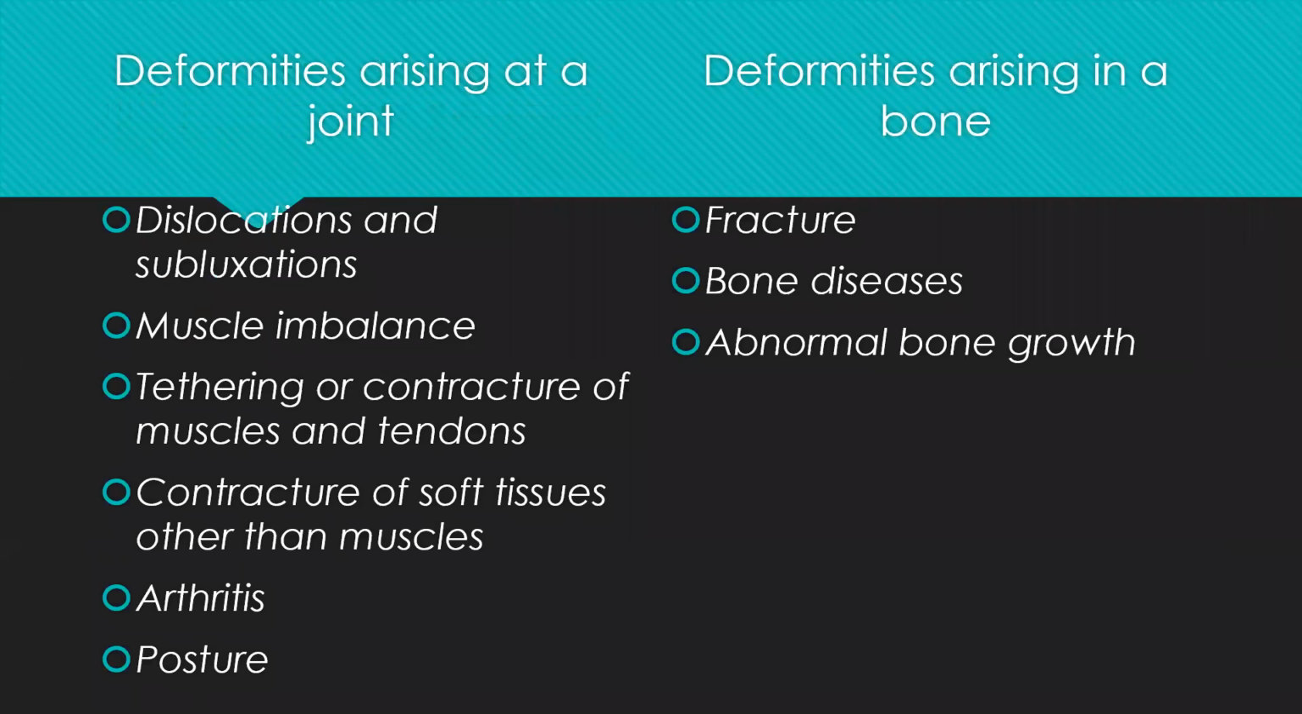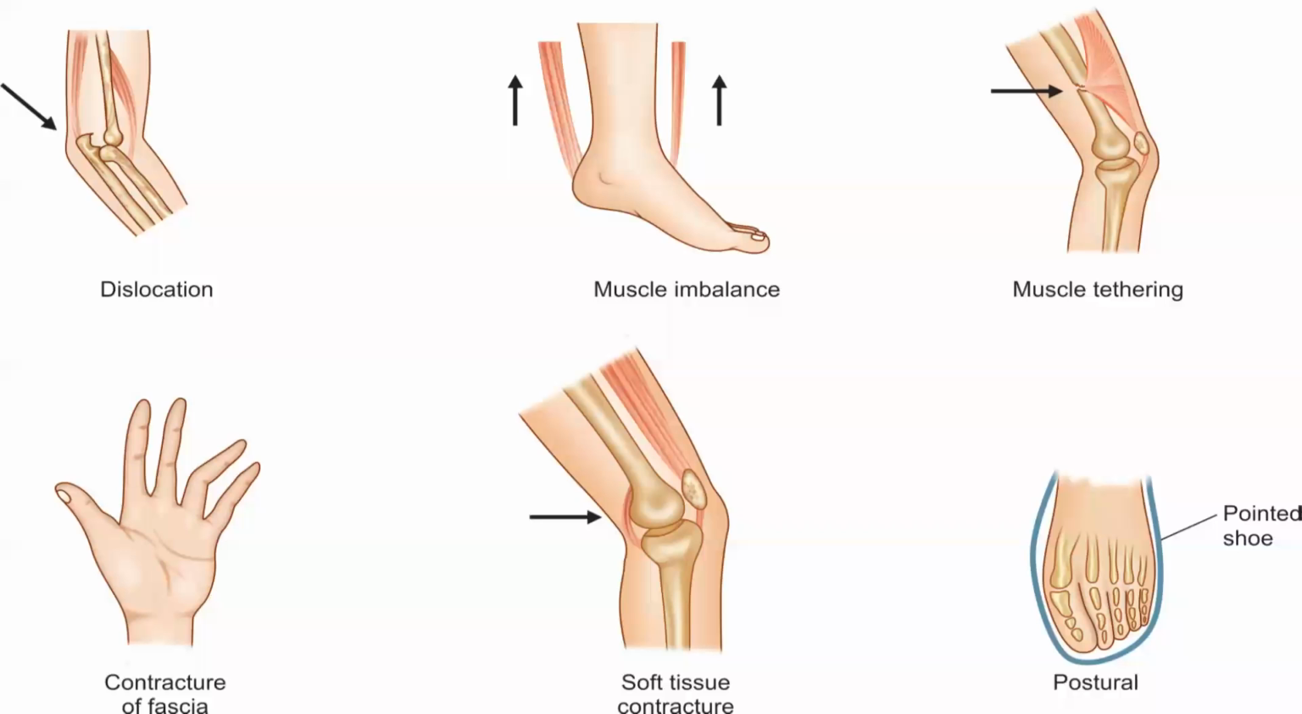Deformities which usually arise from a joint include various deformities due to dislocations and subluxations, those due to muscle imbalance, those caused by tethering of the soft tissues like muscles and tendons, and those caused by contractures of other soft tissues like capsules. Long-standing arthritis can result in deformities, and postural abnormalities can result in deformities in long-standing cases. Deformities that arise in the bone include those caused by malunited fractures and abnormal metabolic bone diseases. This is a clinical photograph just to show you the various deformities that can arise from a joint level.